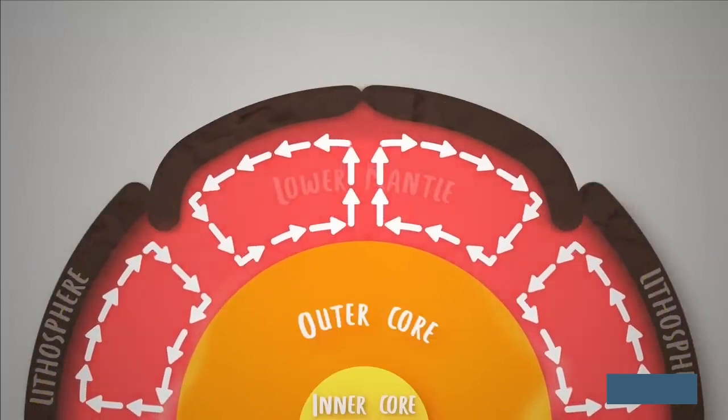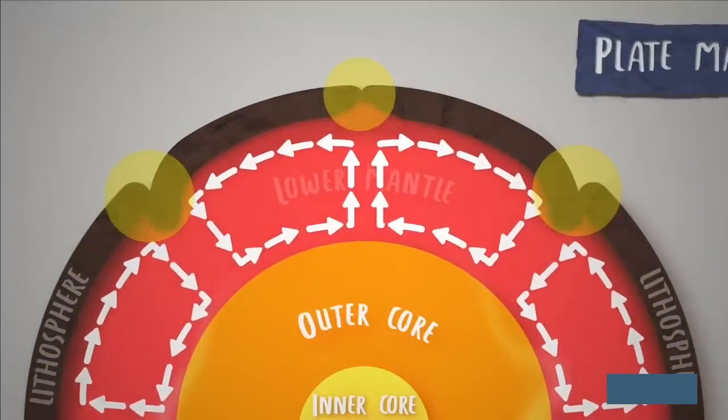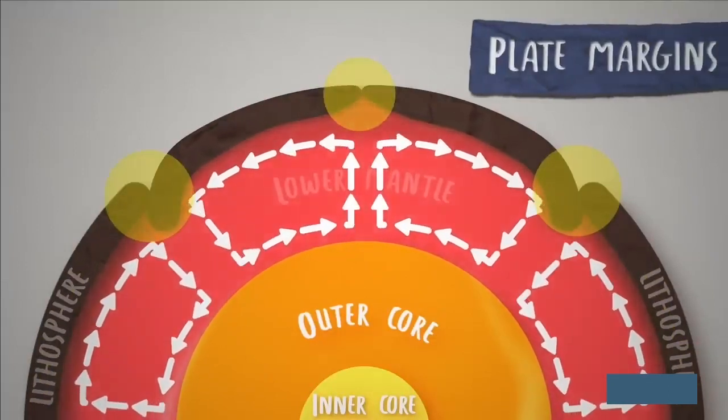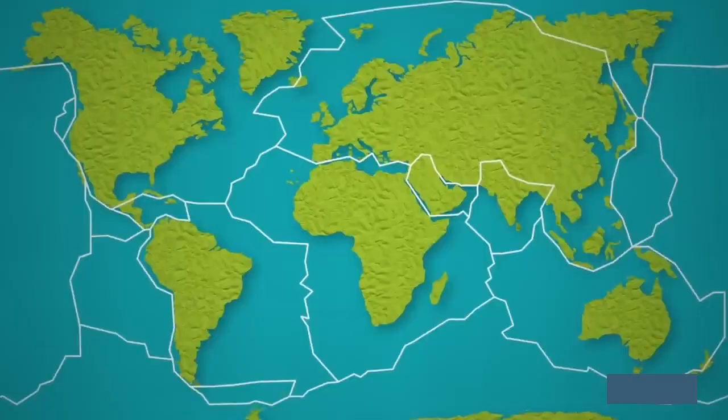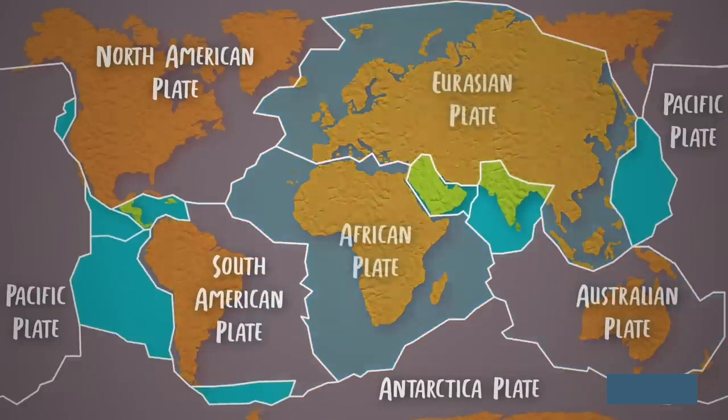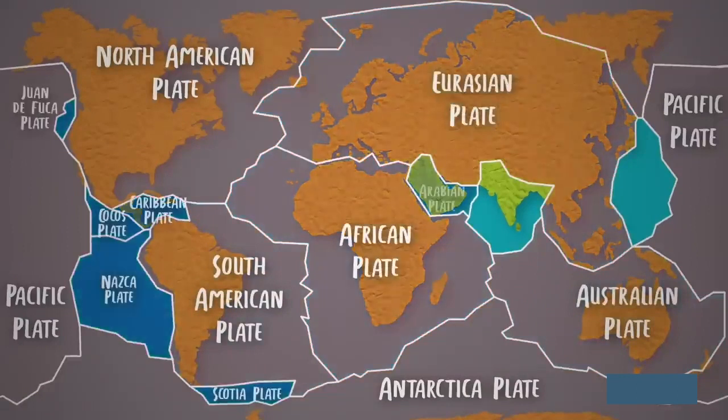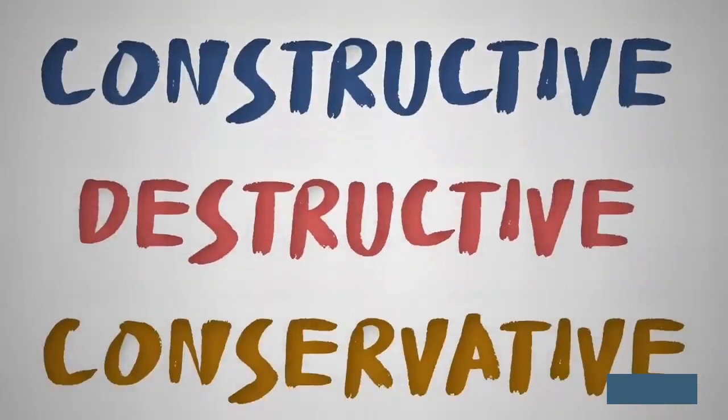Different tectonic plates meet each other at their boundaries, which are known as plate margins. There are 3 types of plate margins depending on what kind of movement occurs between the 2 interacting plates. These are constructive plate margins, destructive plate margins, and conservative plate margins.